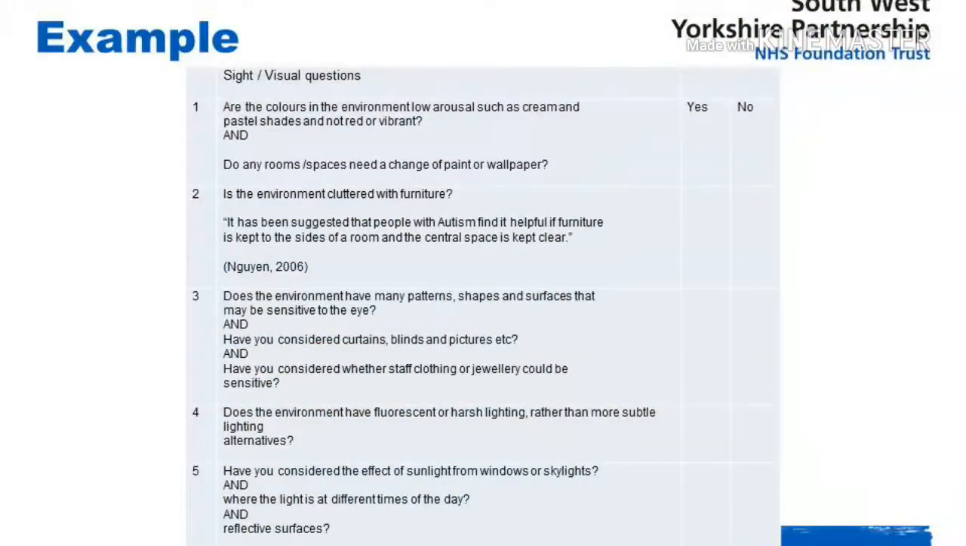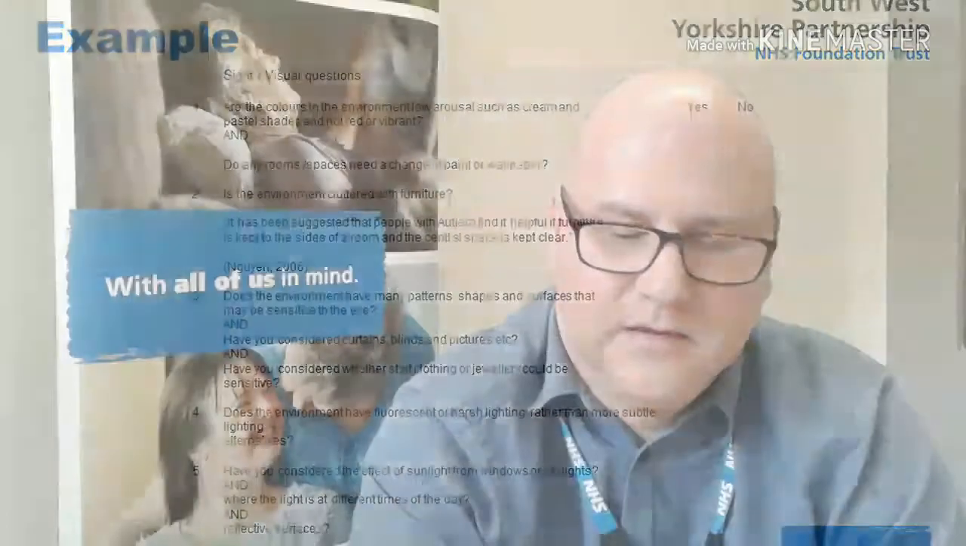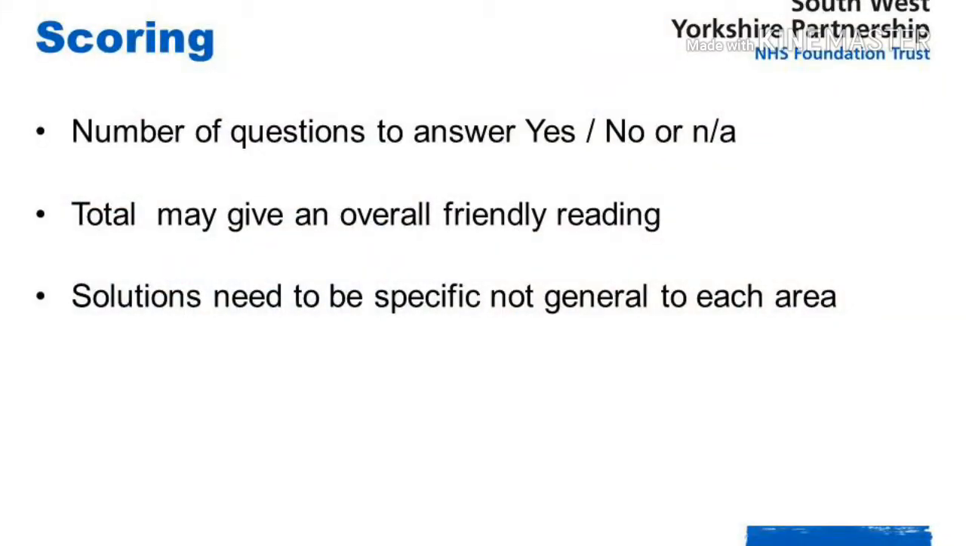Before you start developing an environmental plan, you need to have completed the checklist for autism-friendly environments. In this slide, you can see an example of what sort of questions there would be in the checklist. You would have scored it, given yes or no answers and got an overall friendly score. The next thing you would want to do is look at solutions that are specific, but not general, to each area.